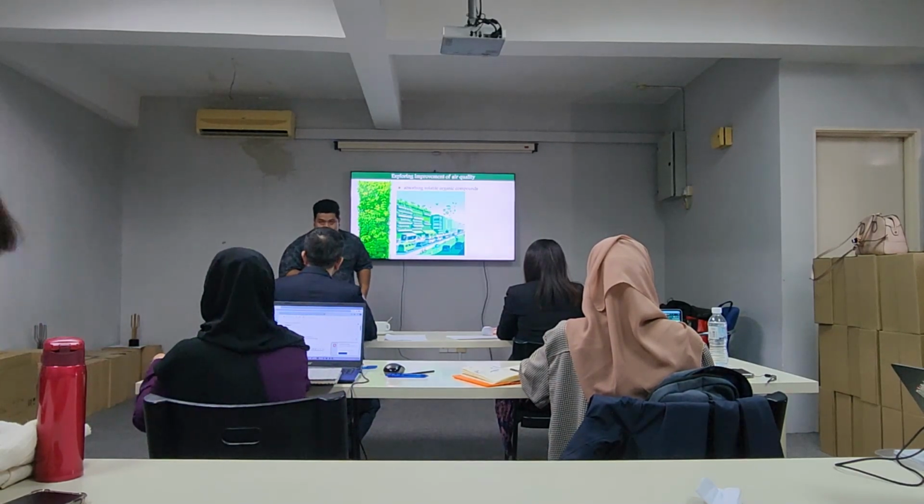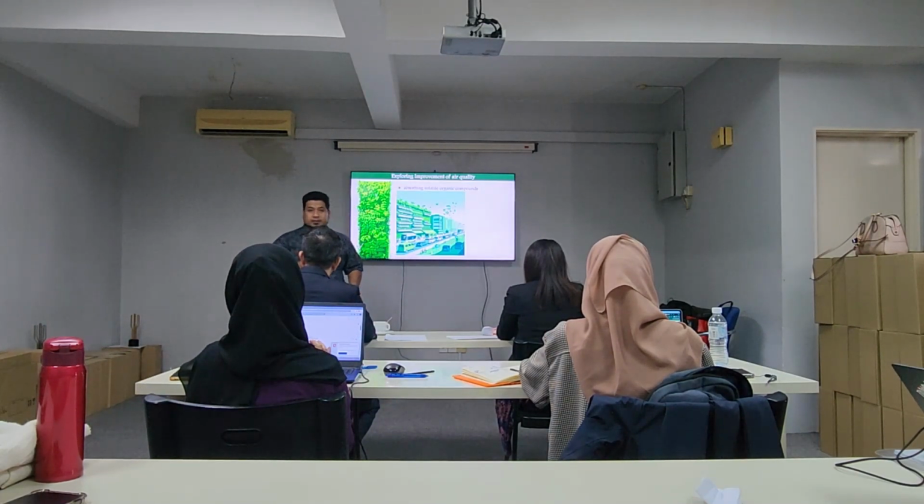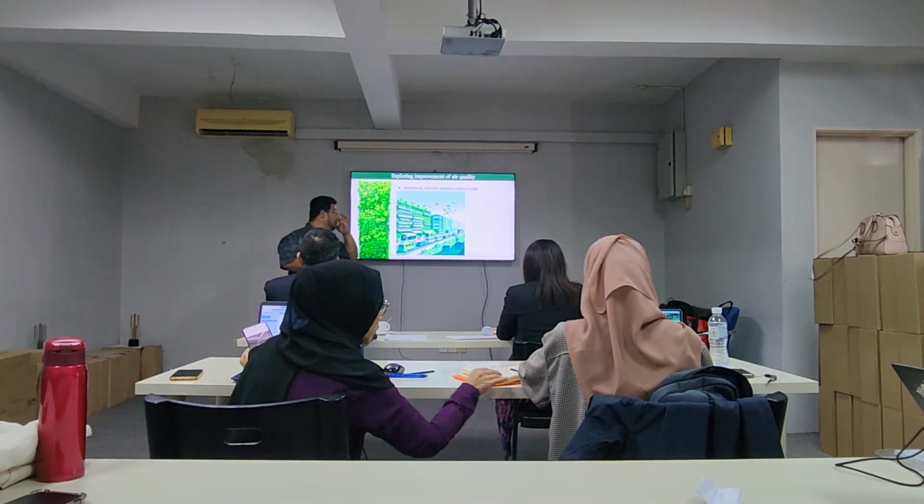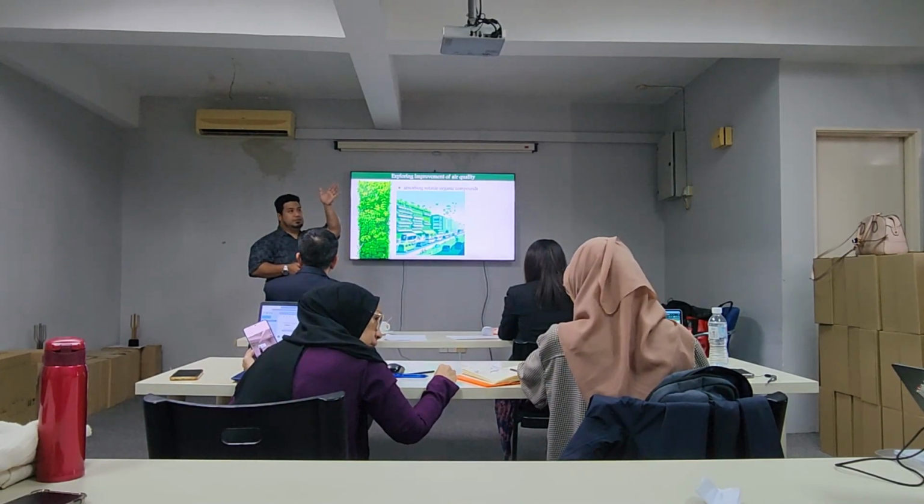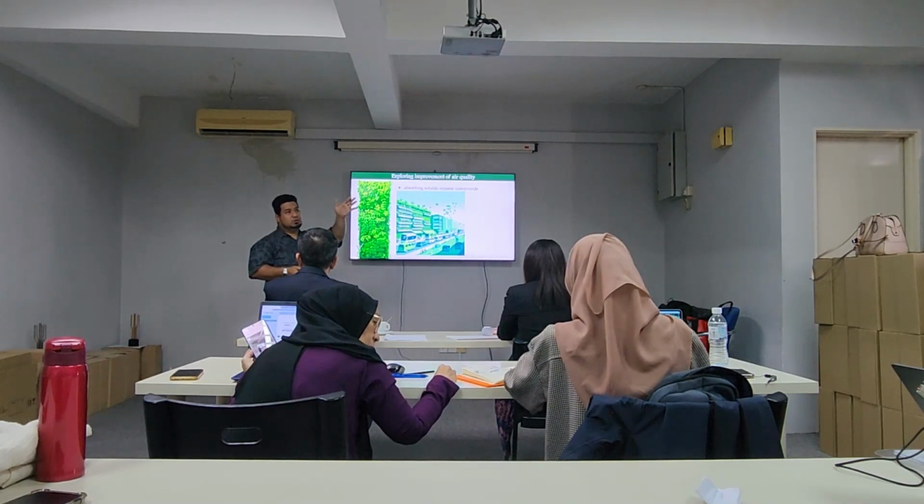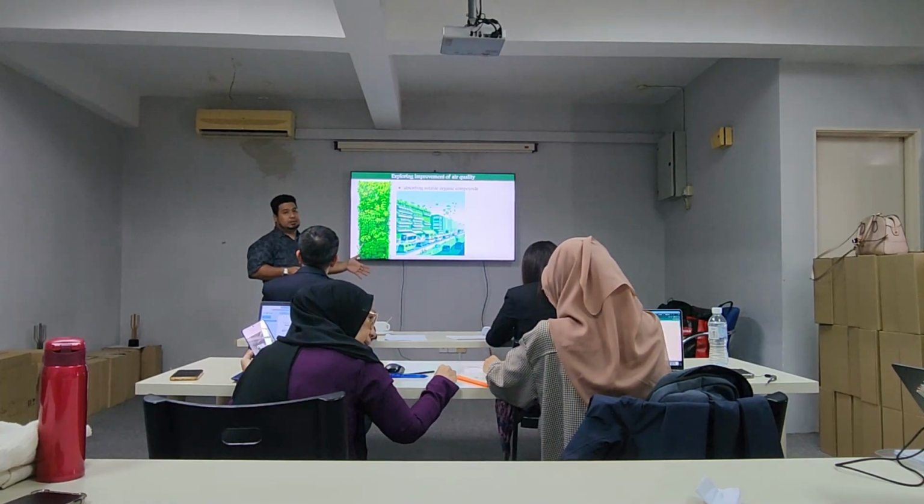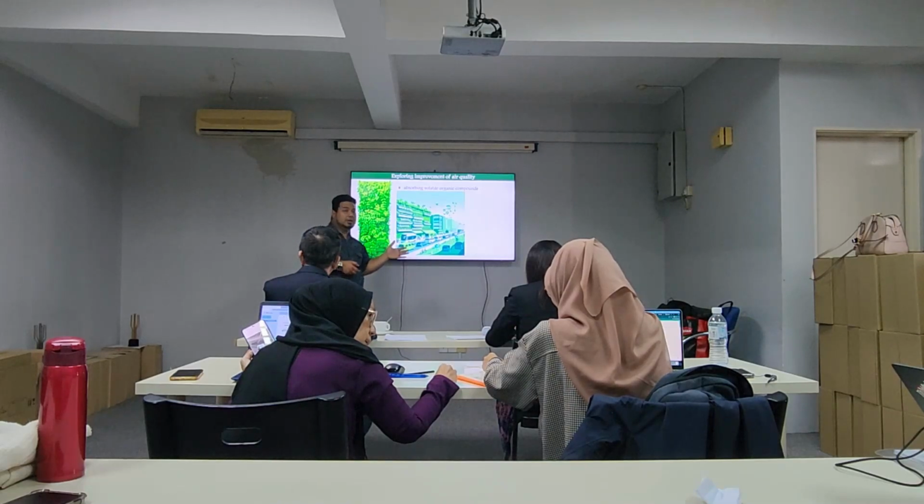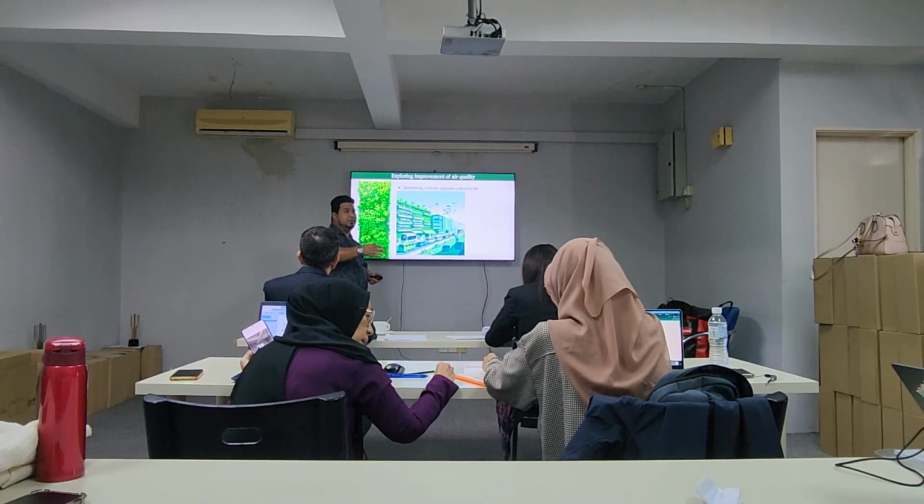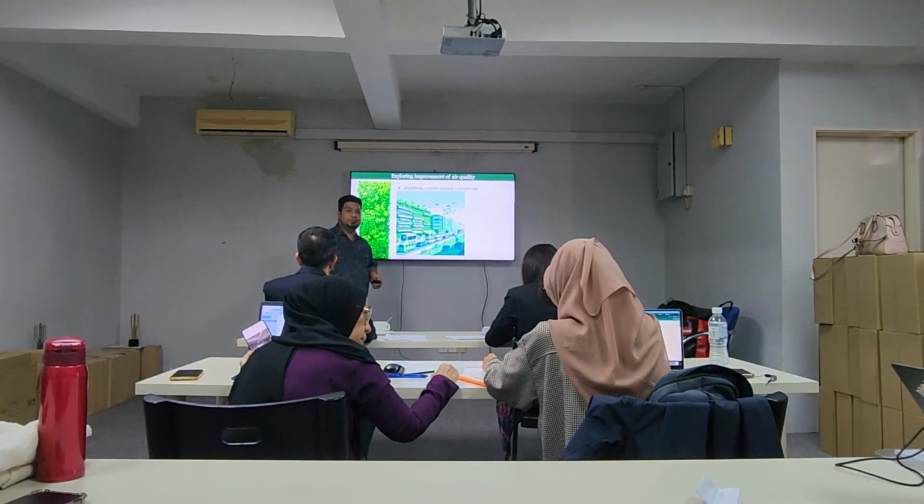Pardon? Will it reduce the need to paint buildings? Yes. Because if you have a vertical green, you just need, what do you call it, waterproofing at the back. Yeah, just to protect the building. And the vertical green itself will protect you from the rain.